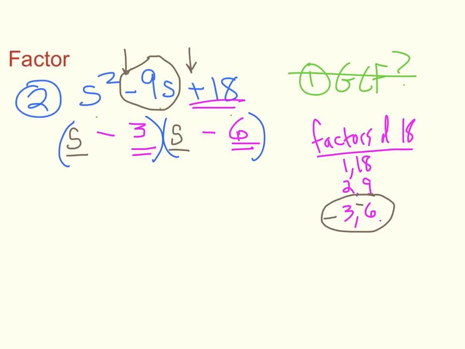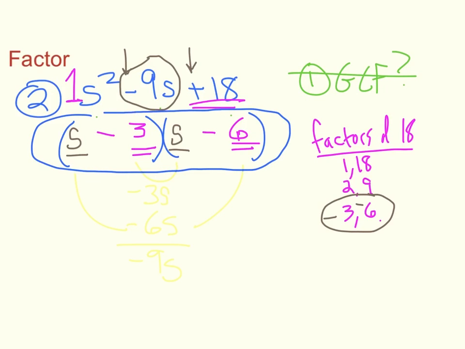And again, you may want to start practicing this because we'll have to do this later. But again, the first term is 1, so you're usually good with just doing this. But just to check, multiply the inside ones. -3 times s gives us -3s. Multiply the outside ones, s and -6 gives us -6s. Not sure if you can see that too well. But those do add to be -9s, which is what we were hoping to get. So that verifies that our factoring is correct.